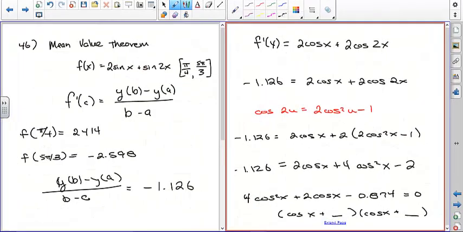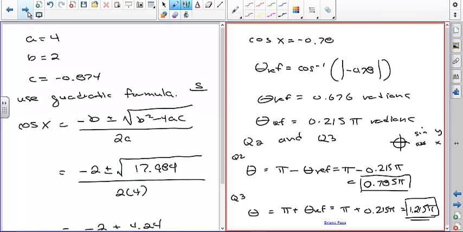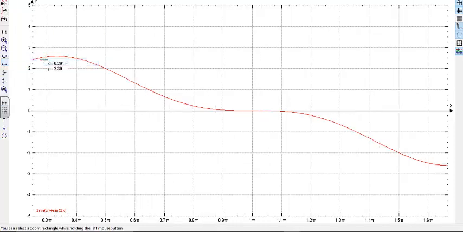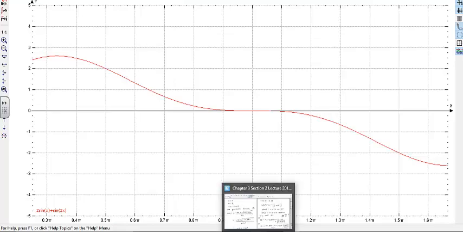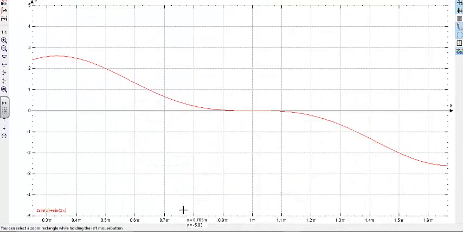So what we've come up with here with the solution is that, let's put this in terms of pi. So we're going to put the x units in terms of pi. Let's see which of our solutions are in this domain. 0.785 pi, that's right here. So what we just did through all this math is we're saying that the tangent line to the curve here has the same slope as the line that connects the endpoints. And that looks like about right.